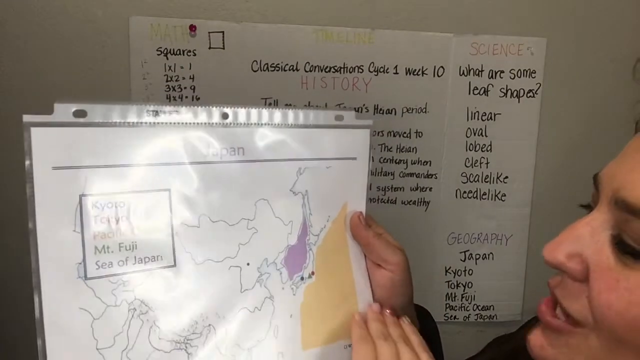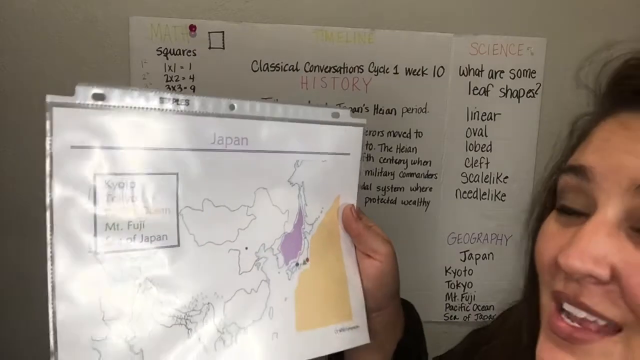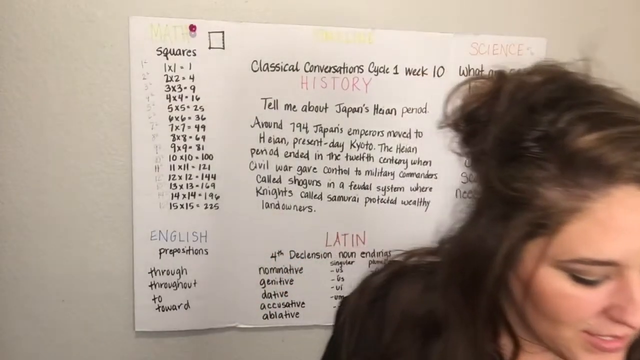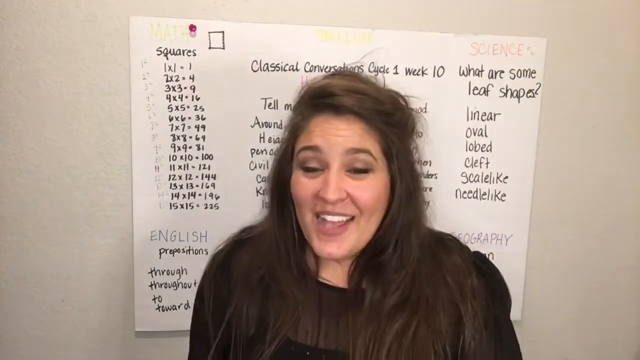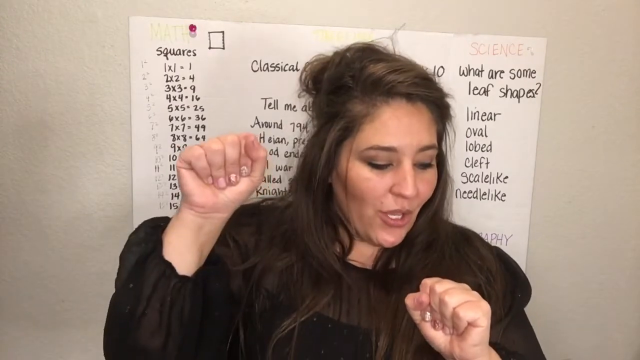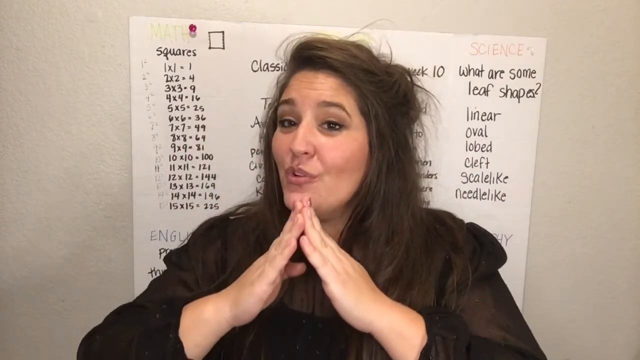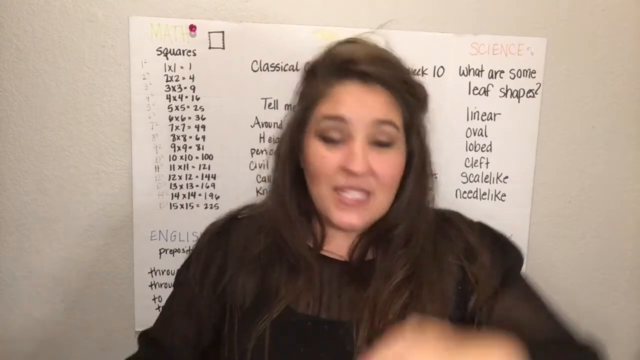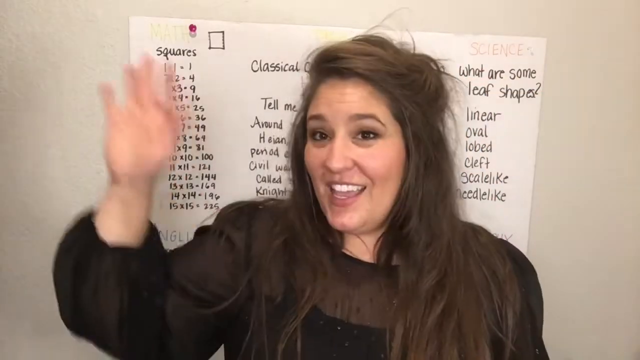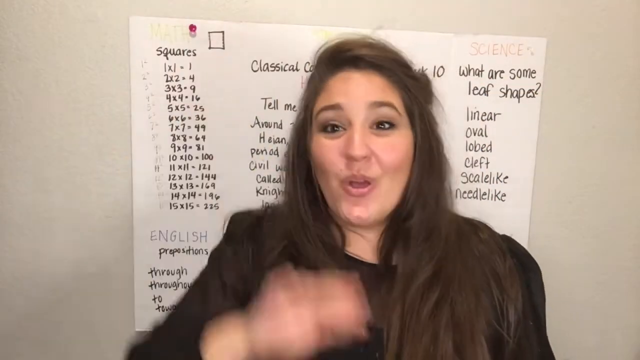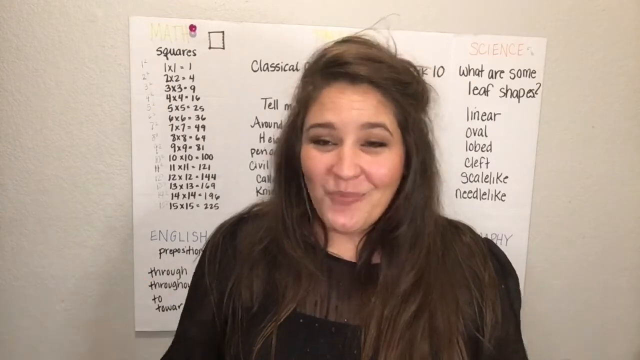And so we were talking about Japan. And so the song we have is Japan has Kyoto and Tokyo, Mount Fuji, don't you know? Sea of Japan and Pacific, oh, it's a small world after all.